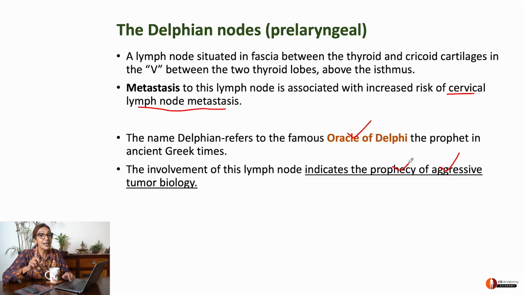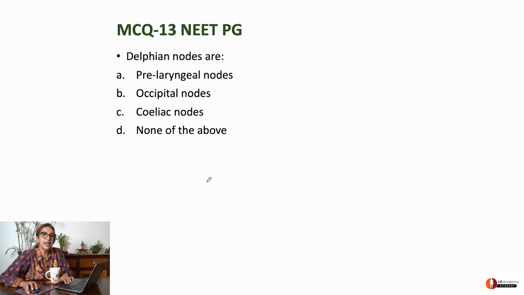Delphian node, asked as a MCQ in your NEET PG. MCQ 13 has come in NEET PG. Delphian lymph nodes are prelaryngeal lymph nodes, occipital lymph nodes, celiac lymph nodes, none of the above. The answer is obviously prelaryngeal lymph nodes.